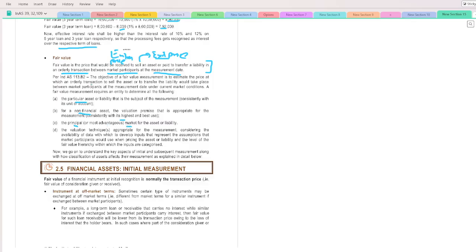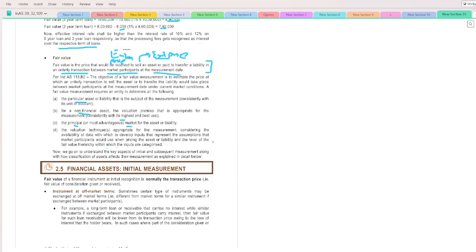So this orderly transaction between the market participants should happen in the active market, the most advantageous market. That is the principal market for the asset or liability. From there, you should determine the price. The valuation technique appropriate for the measurement, considering the availability of the data with which to develop the inputs that represent the assumptions that market participants would use when pricing the asset or the liability, and the level of the fair value hierarchy within which the inputs are categorized.